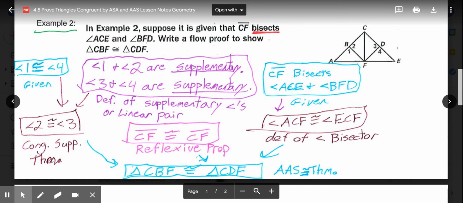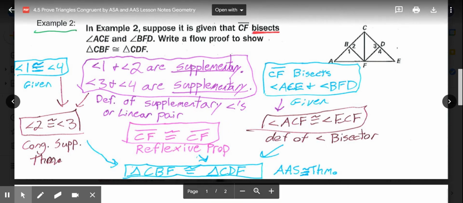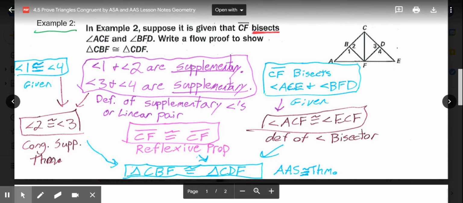What I also know in this problem is that CF, in the 2 triangles that I'm trying to prove congruent, is congruent to itself. So segment CF is congruent to segment CF by the reflexive property. That one doesn't have any arrows leading to it because that's just an extra observation made off the image.